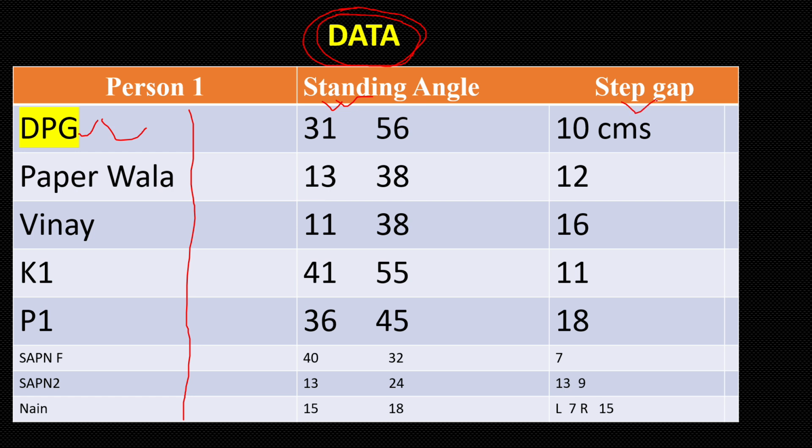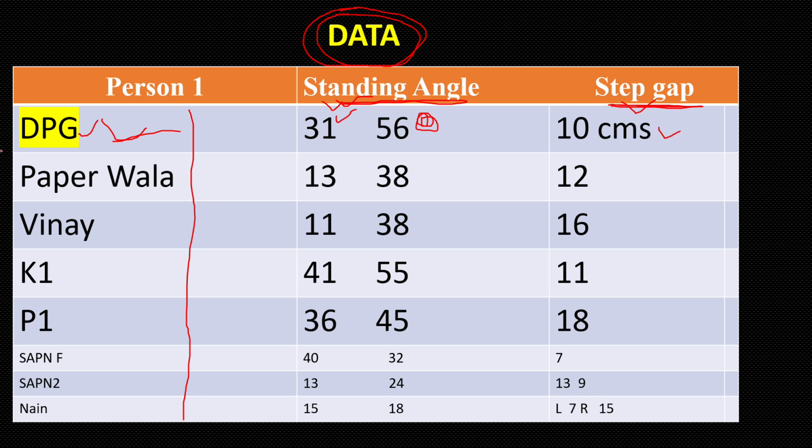Due to various physiological and psychological conditions, if a person is standing, the standing angle may be different from person to person, or maybe the step gap may also be different. Suppose, in my case, my age is about 56. So my standing angle is 51 and step gap is 10 centimeter.